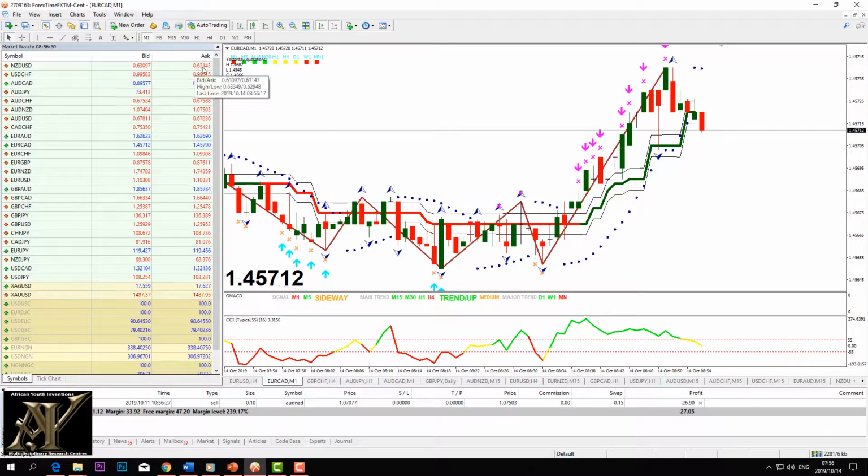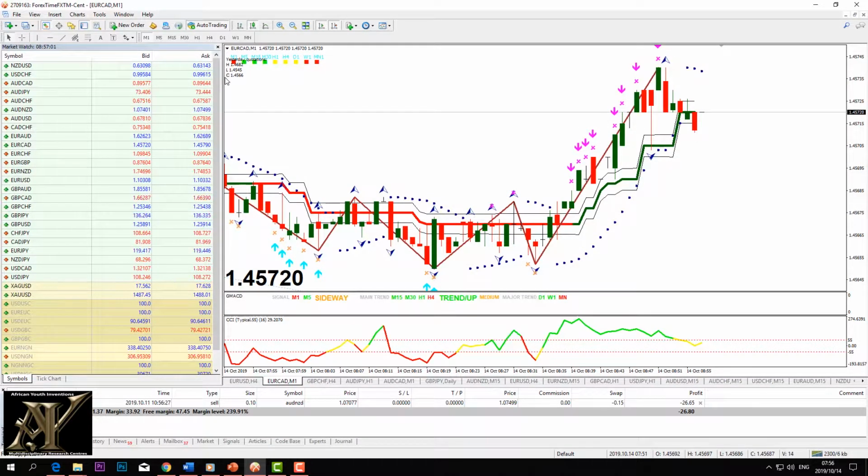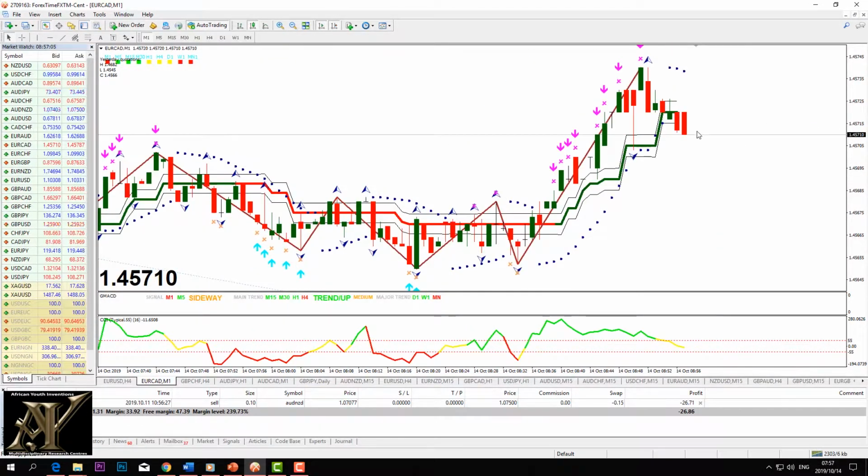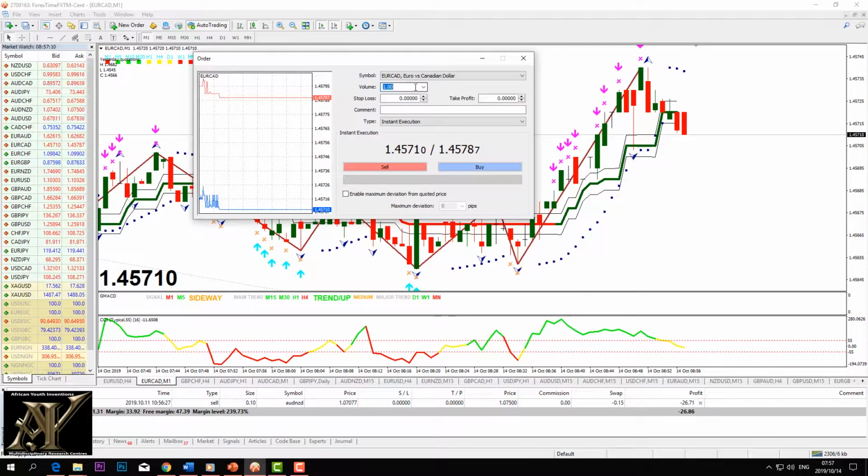So if this is lower, then I will buy this one here and then wait. When this goes higher, then I sell it. Like here, my indicators show me the market is changing. So what I can do here is give a new order, but I'll put a small lot.